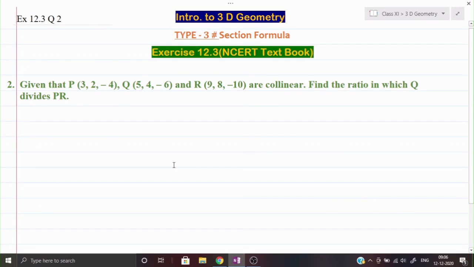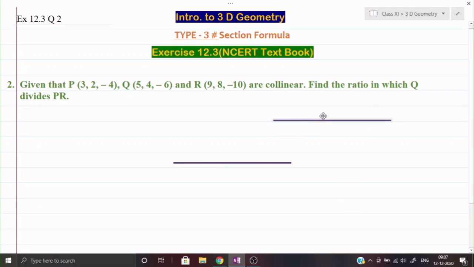In the second question, you see what is given to us. We are given the coordinates of the points P, Q and R, and they said these 3 points are collinear. Then we have to find the ratio in which Q divides PR, meaning Q comes in between P and R. So let us see. First of all, we shall draw the figure for this situation.